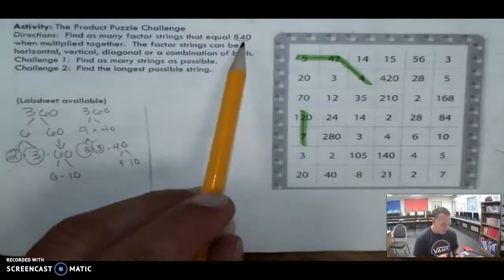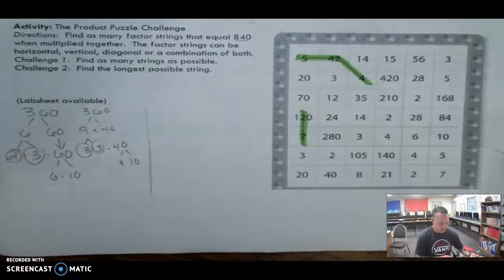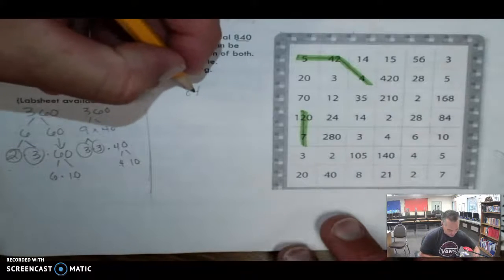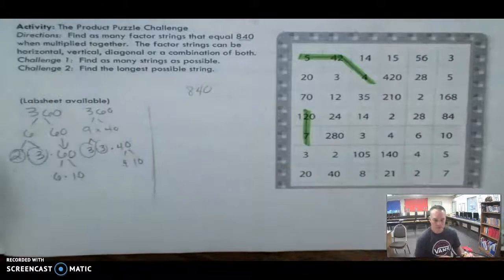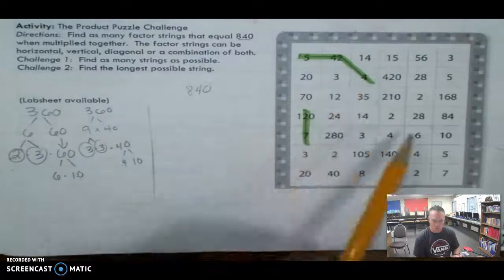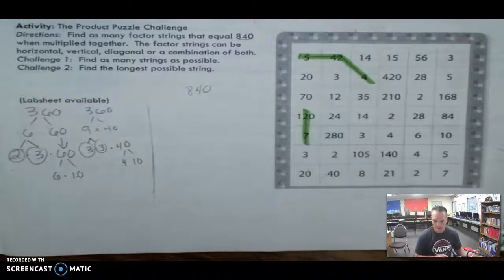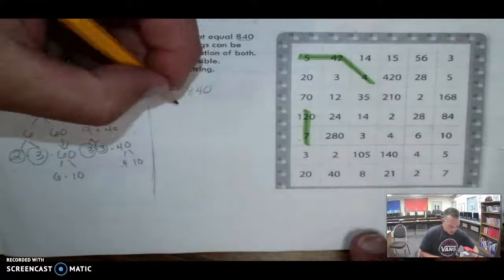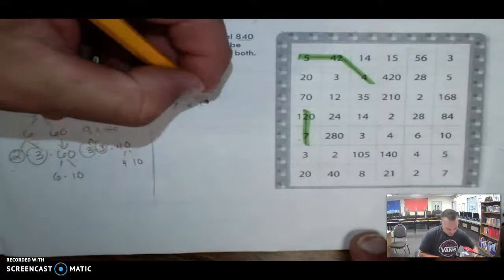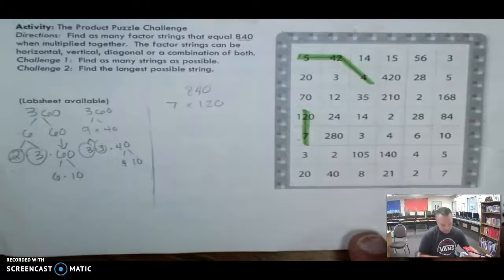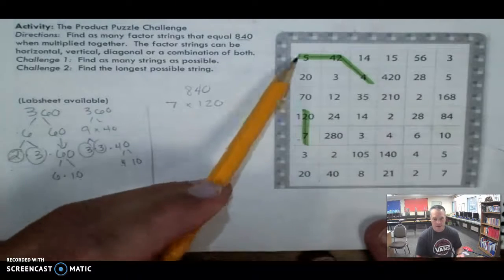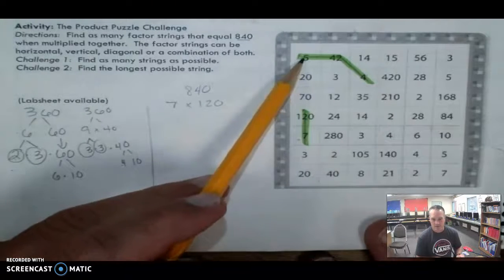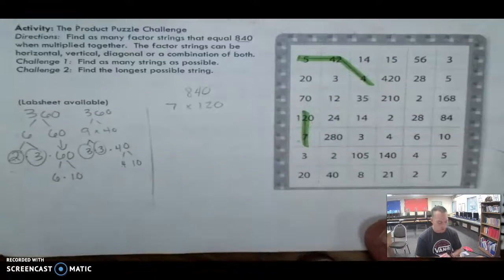So what you're going to be doing is the same thing you did for 360, but now it's going to be 840, right? And you're going to be looking for factor strings over here. So I went ahead and highlighted the 2 that they gave you. So they have 7 times 120 makes 840. And then they also have a 3 factor string, 5 times 4 times 42.